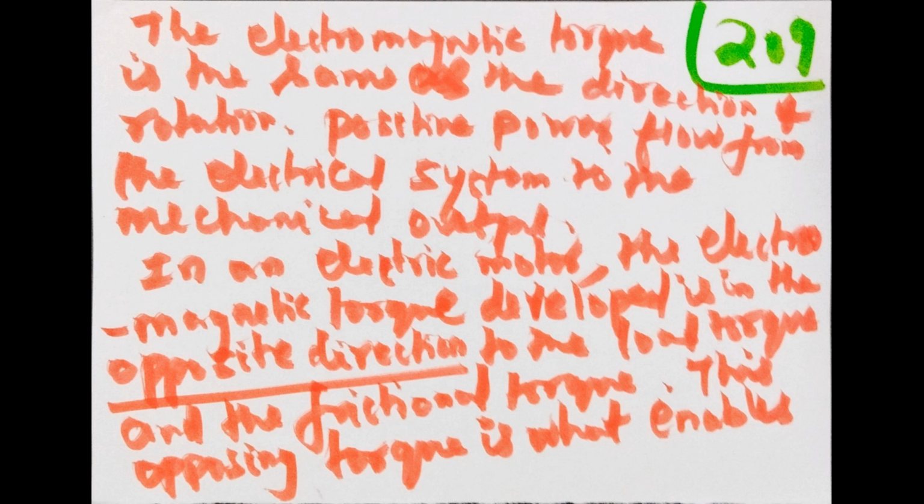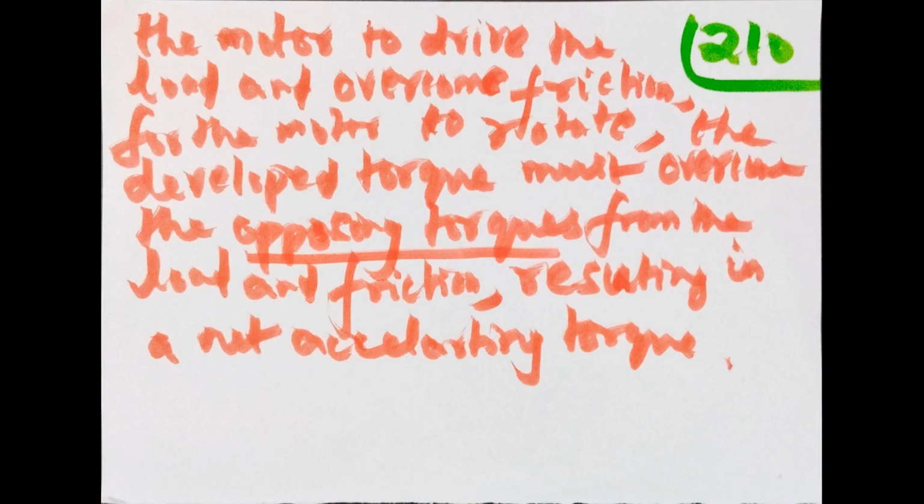In an electric motor, the electromagnetic torque developed is in the opposite direction to the load torque and the frictional torque. This opposing torque is what enables the motor to drive the load and overcome friction for the motor to rotate. The developed torque must overcome the opposing torques from the load and friction, resulting in a net accelerating torque.